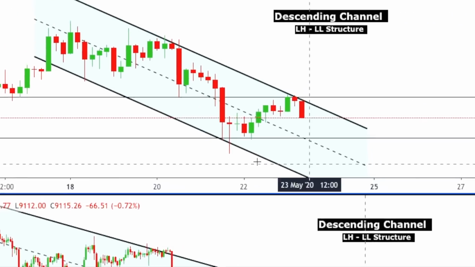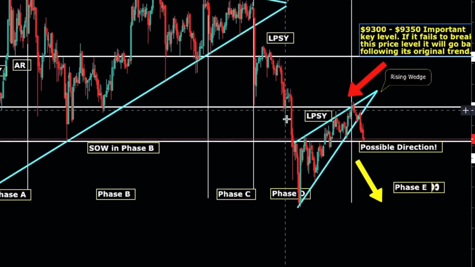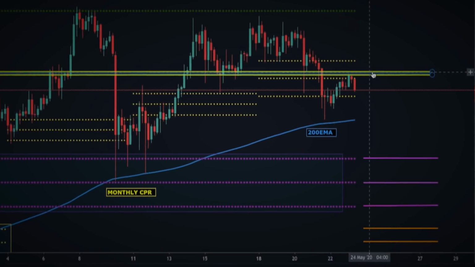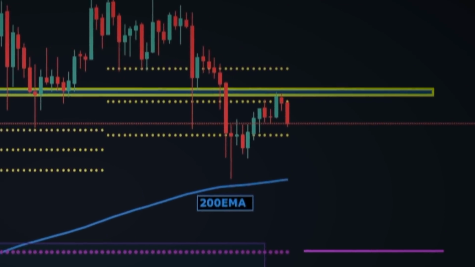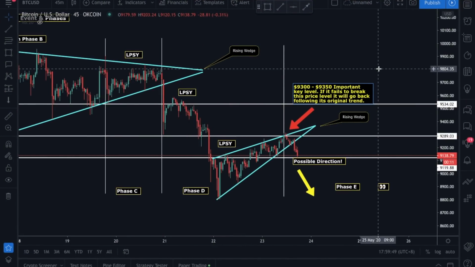This is clearly a descending channel. We broke it and then the price starts going to the downside. Do keep an eye on this 9,300 area. It's very important.